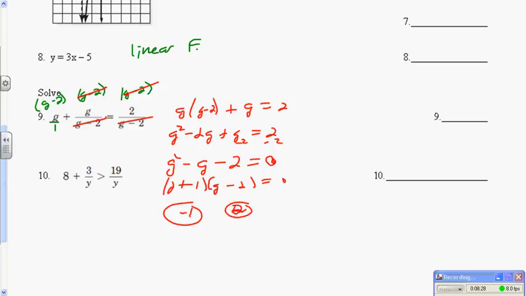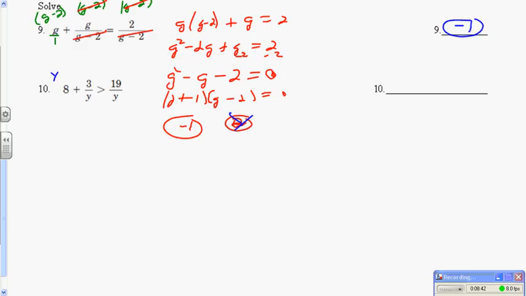At 2, you check these, well 2 will cause it to be undefined. You can't take that one. So 9's answer is -1. The next one for the inequality, we have y as the common denominator. So we have 8y plus 3 is greater than 19 because the y's cancel. And solve this for y. It's not quadratic, so I'm going to subtract 3 from both sides and get 16. Divide by 8, I get 2.